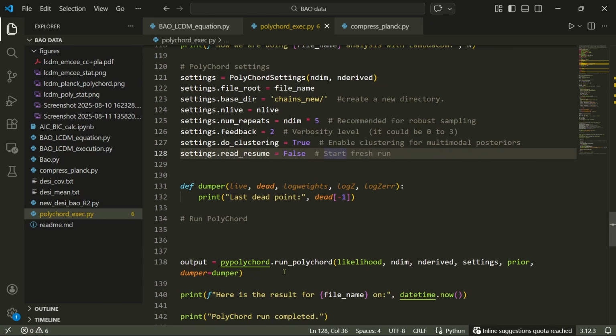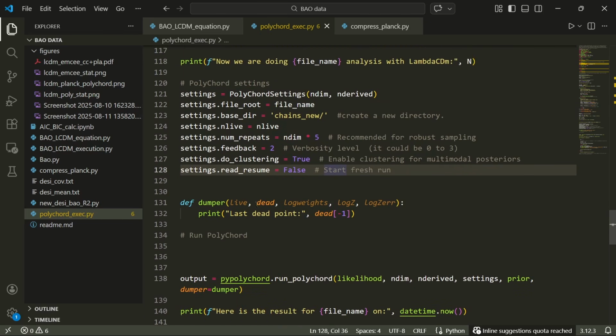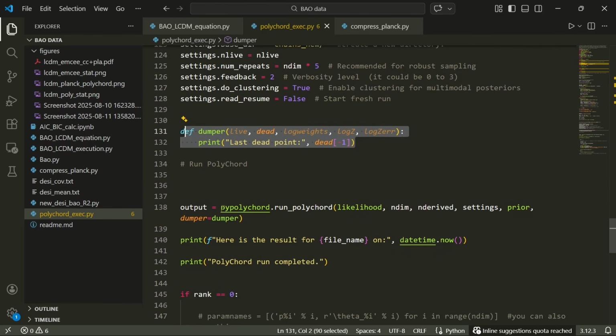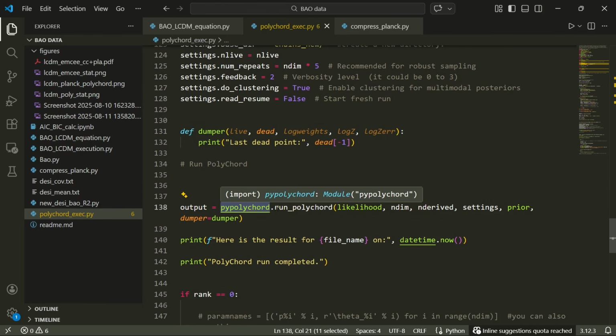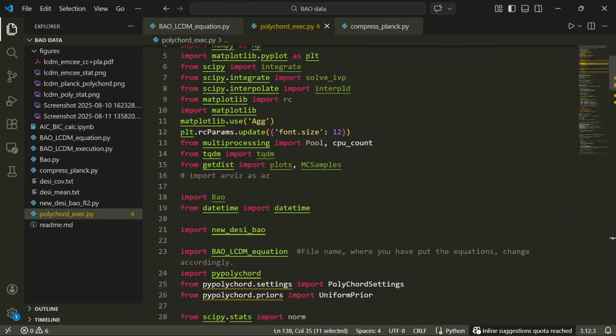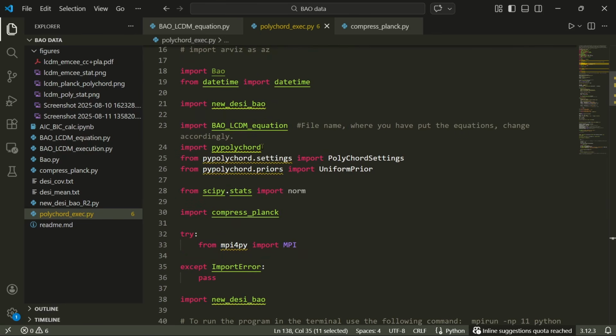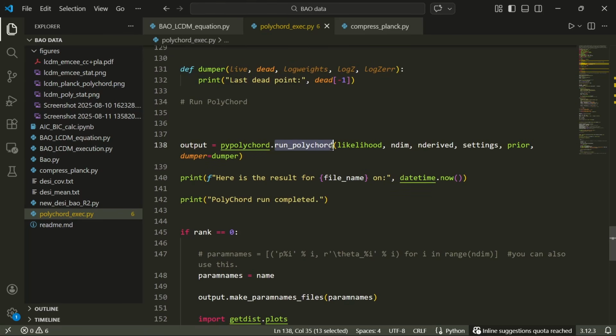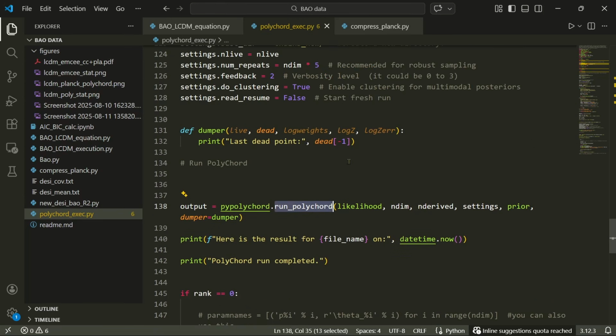I have already given how you have to run it. You have to define a dumper. It will collect all the dumps. So here PolyChord will run. From the PolyChord block, you have to run PolyChord. This pypolychord comes from import pypolychord, which you have to install in Python. All right, so from this pypolychord, it will take run_polychord.